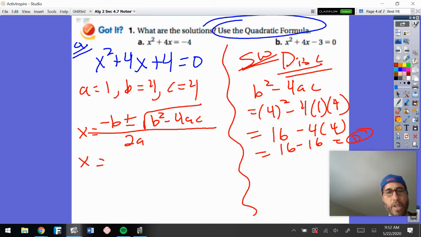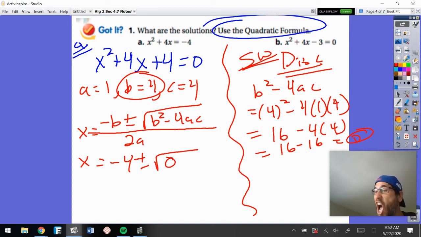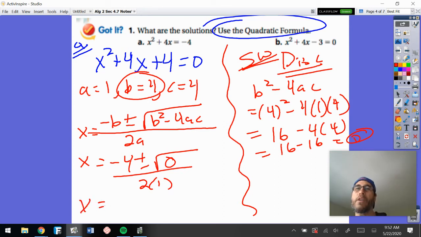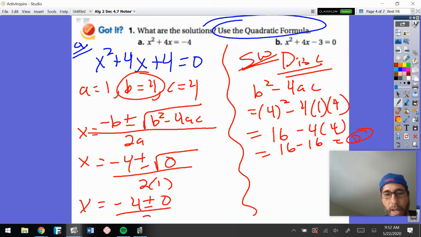So we got x equals the opposite of b. What's the opposite of b? What's positive 4? So the opposite would be negative 4 plus or minus the square root of the discriminant, which was 0, all over 2 times a, 2 times 1. Do you guys at home know what the square root of 0 is? If you do, you simplified it. The square root of 0 is 0. So we get negative 4 plus or minus 0 all over 2 times 1, which is 2.